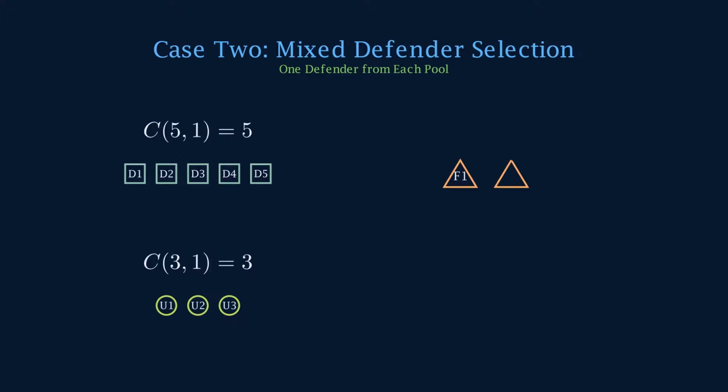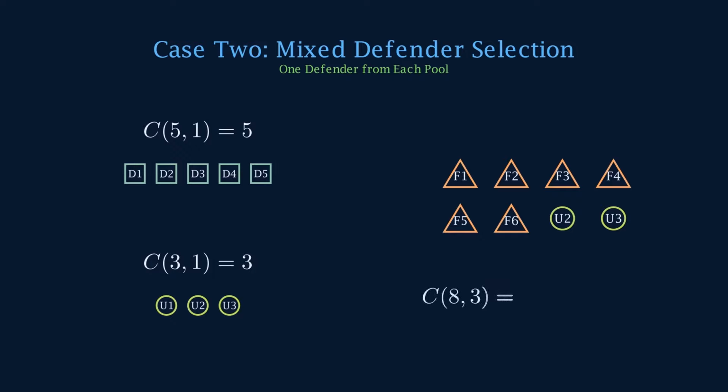However, because 1 universal player is now used as a defender, only 2 universal players remain available for the forwards. The forward pool now is composed of the 6 dedicated forwards plus these 2 universals, making a total of 8 players. Now we choose 3 forwards from these 8 candidates.